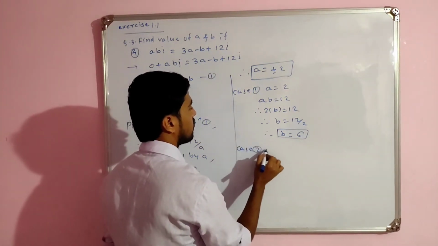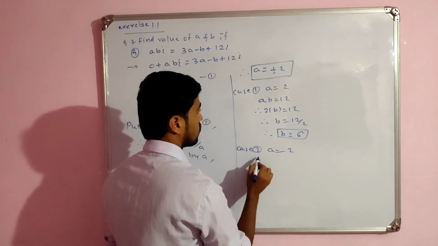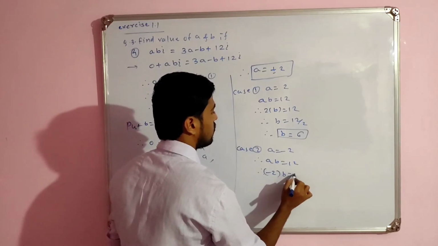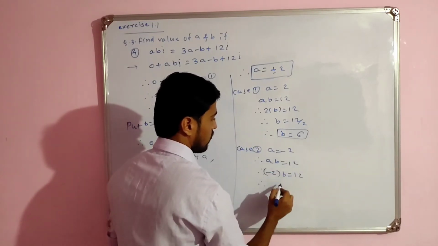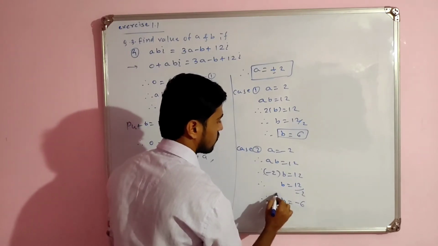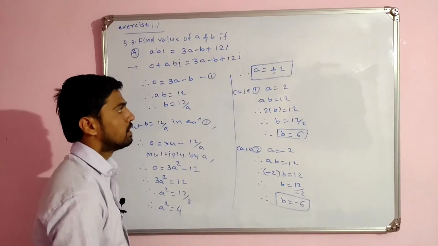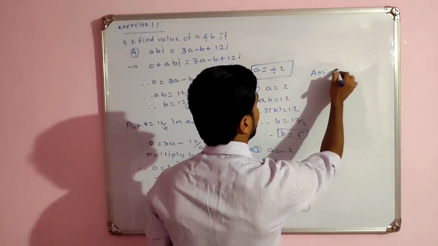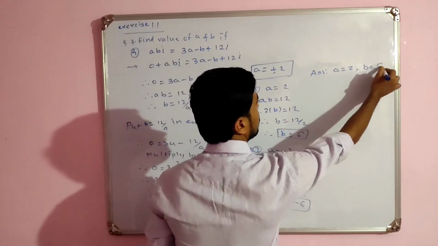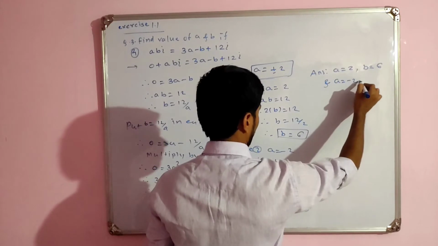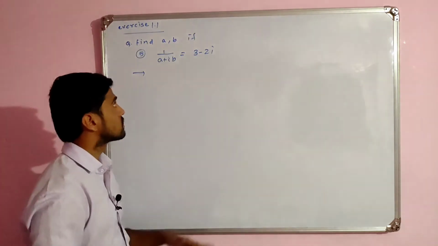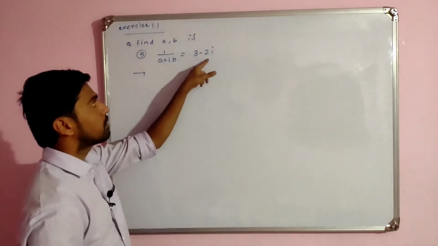आणि केस नंबर सेकंड, ज्यावेळी a ची व्हॅल्यू -2 असेल. ओके, so ab is equal to 12. This is the equation. Value of a is -2 into b is equal to 12. So -2 get divide 12 upon -2. So value of b is equal to -6. Okay, this is the value of b. That means solution, that means answer काय येईल, if a ची व्हॅल्यू ज्यावेळी +2 होती त्यावेळी b ची व्हॅल्यू होती 6 and a is equal to -2 होती त्यावेळी b ची व्हॅल्यू होती -6. This is answer.